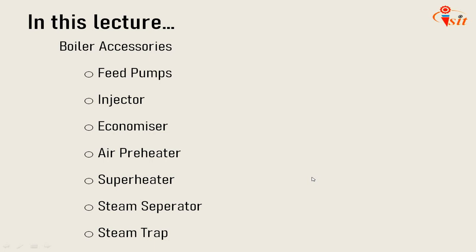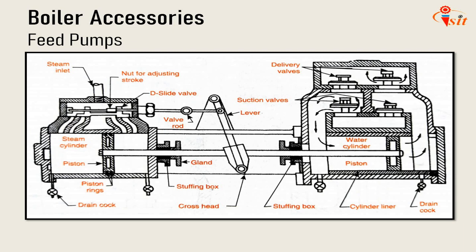Today we will cover the following points of the boiler accessories like feed pumps, injector, economizer, air preheater, superheater, steam separator and steam trap. Boiler accessories are mounted on the boiler to increase its efficiency. These units are optional on an efficient boiler. There are several types of boiler accessories available. From that we will see first one, feed pumps.